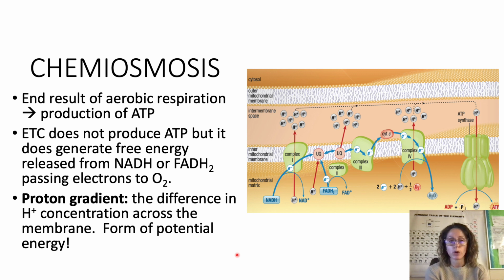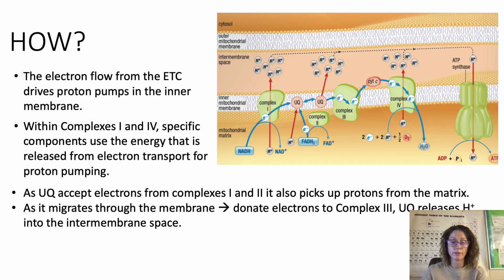The end result of aerobic respiration is the production of ATP. And we see that happening in this ATP synthase complex here. The electron transport chain does not produce ATP, but it does generate free energy released from NADH or FADH2 passing electrons to O2. This creates a proton gradient. Again, we have a difference in the H+ concentration between the 2 membranes. And this is a form of potential energy because the hydrogen ions want to get to the other side.